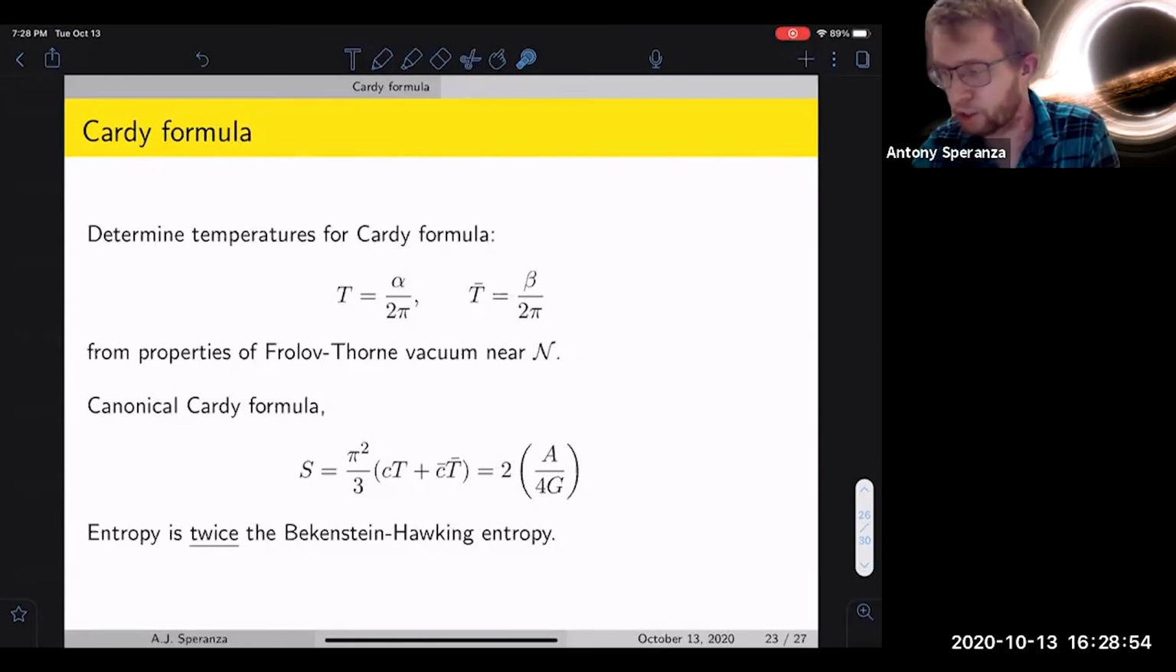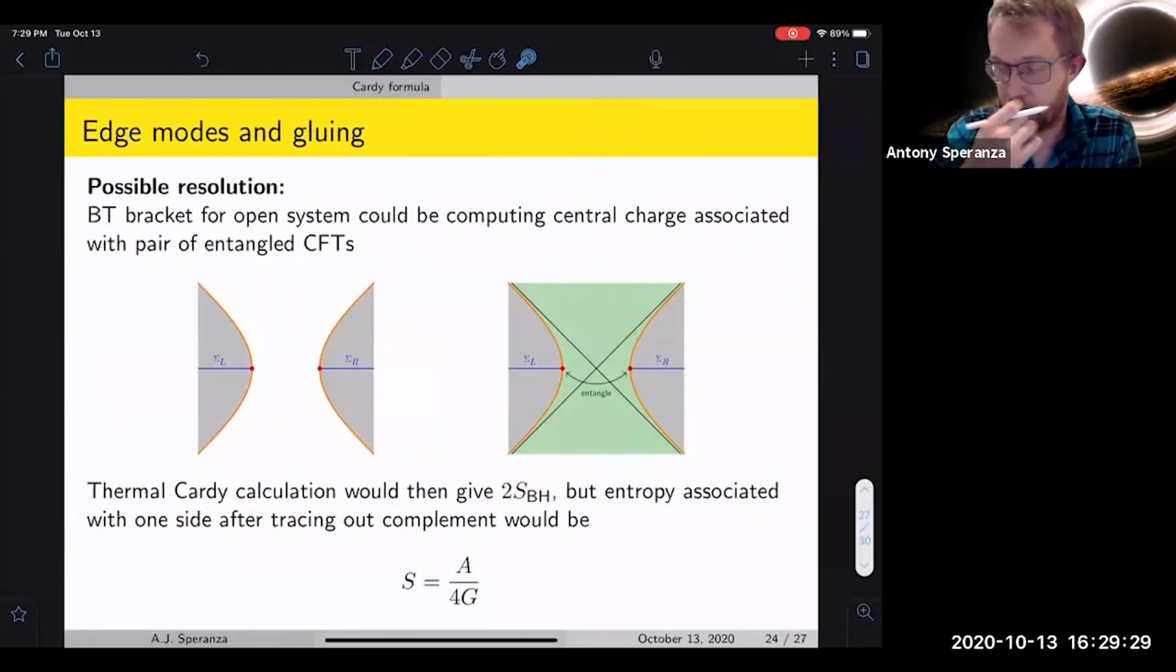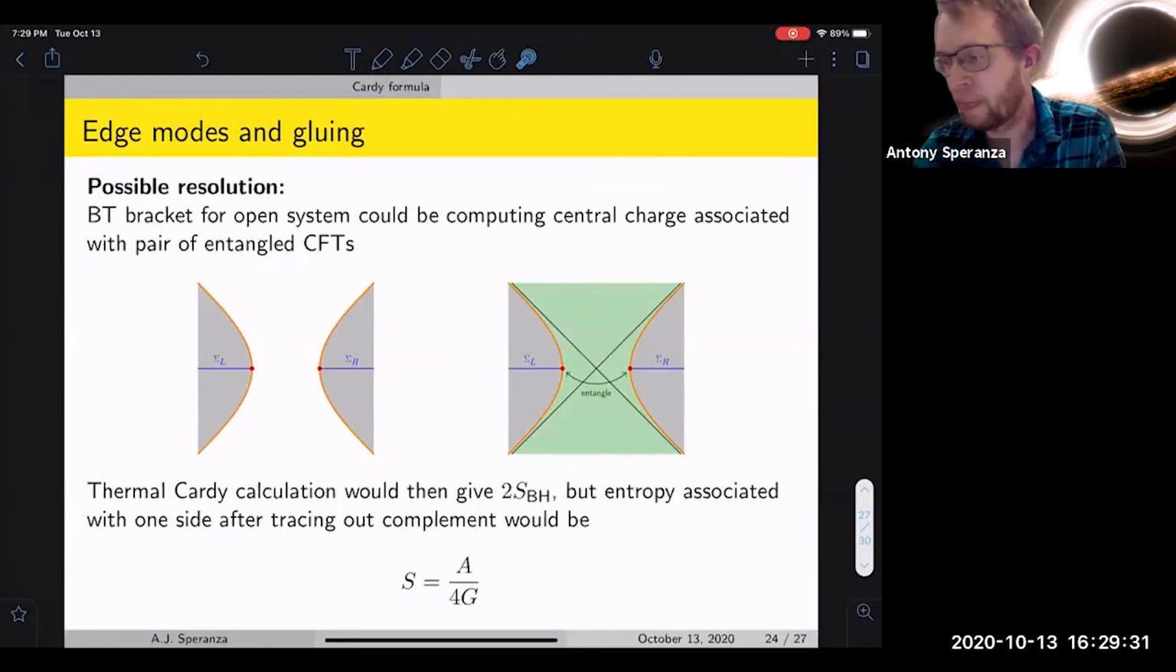Okay, so this was almost the result we wanted, but this factor of 2 is quite important, because one of the things is that A over 4G is the correct entropy. So I'm going to give the explanation that we have for this factor of 2, and I'll also give a contrasting setup where you don't get the factor of 2. But I think explaining this factor of 2 fully is something that would be good to look at in the future.